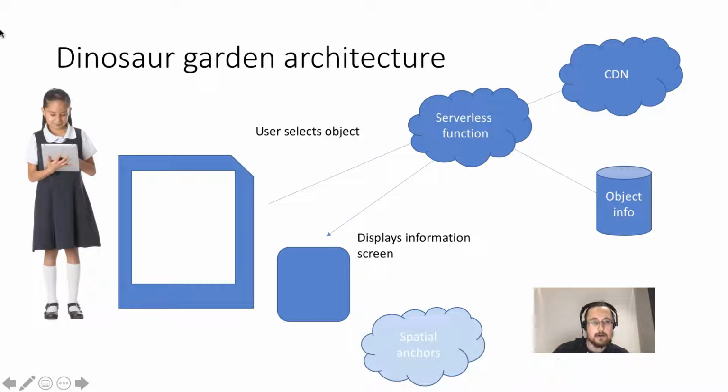Okay, finally, let's try to sum this up. I've shown you what an app can look like. It looks a bit crude, but the point is we kind of understand what the interaction would look like. So here we have our dinosaur garden architecture.